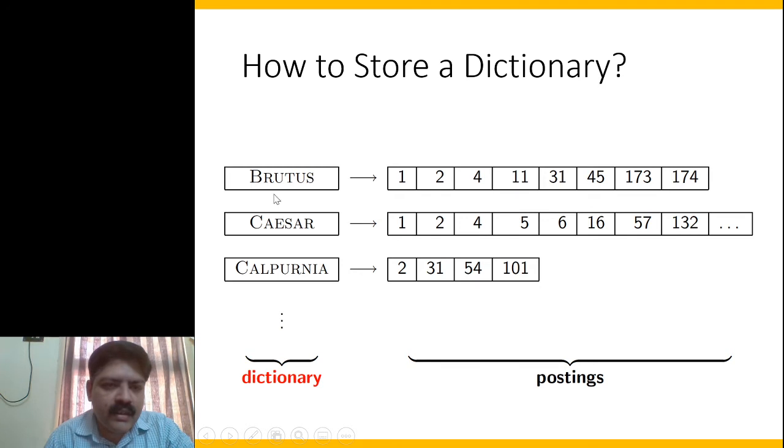For example, we have a dictionary here with the terms Brutus, Caesar, Calpurnia, and so on. And also we have postings which say that the word Brutus appeared in document ID 1, document ID 2, document ID 4, and so on. Document ID 5 had Caesar and not Brutus and Calpurnia. So this is how we constructed our inverted index. And the problem at hand today is how do we store this dictionary?